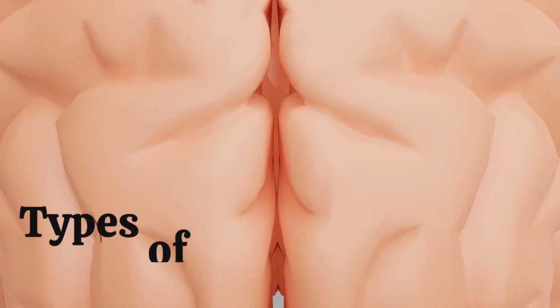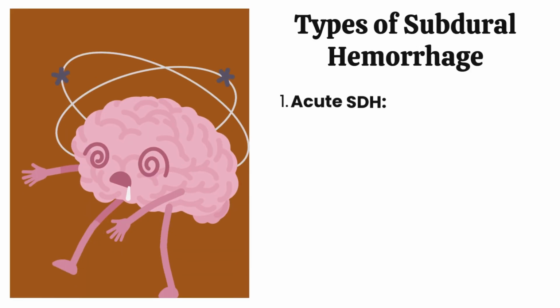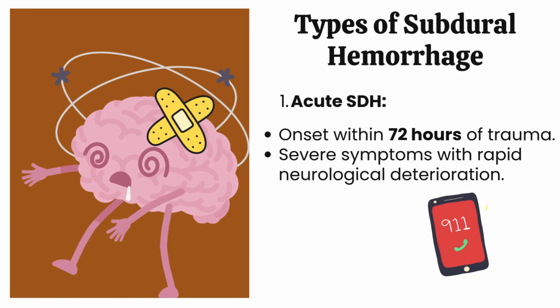There are three types of subdural hemorrhage, depending on their duration. Number 1. Acute subdural hemorrhage. Its onset is within 72 hours of trauma. It has severe symptoms with rapid neurological deterioration.